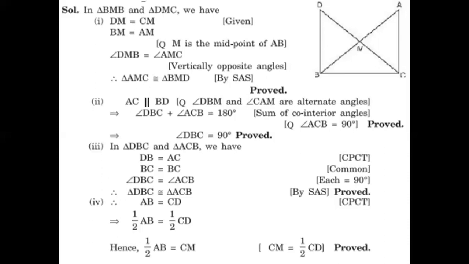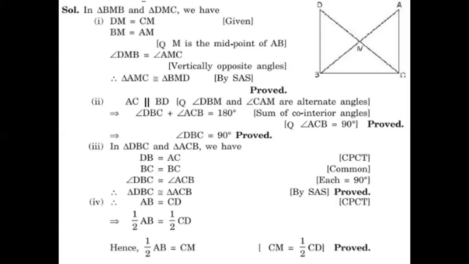Let us get into the fourth part of the question. Here I have been asked to prove that CM is half of AB. Let me start with the conclusion of the third part, wherein I have proved that triangle DBC is congruent to triangle ACB. From this, I can conclude that AB of triangle ACB is equal to CD of triangle DBC. If two things are equal, that is AB is equal to CD, their halves would also be equal according to Euclid's axiom. Therefore, half of AB will be equal to half of CD.